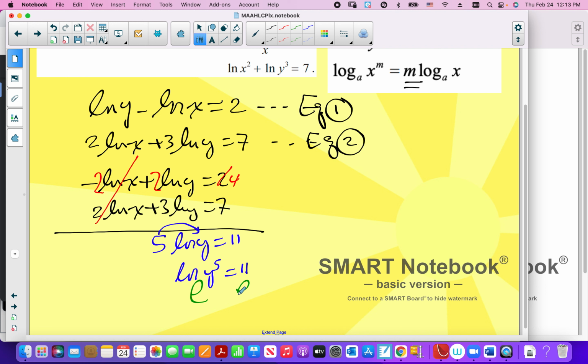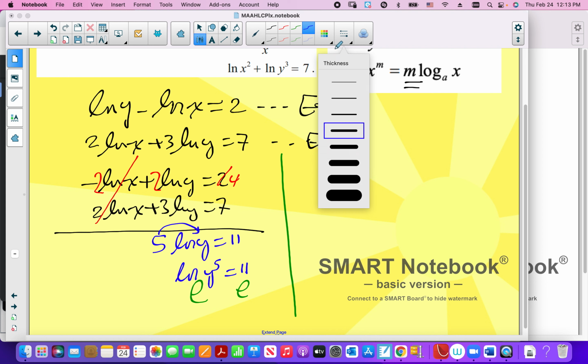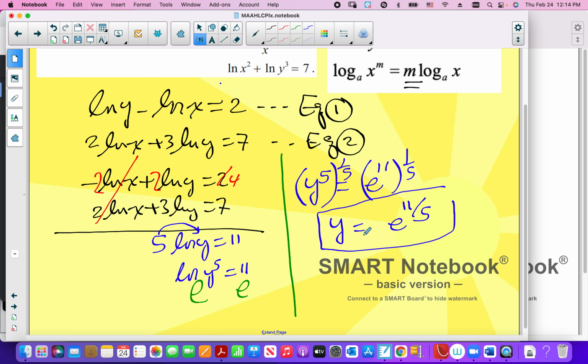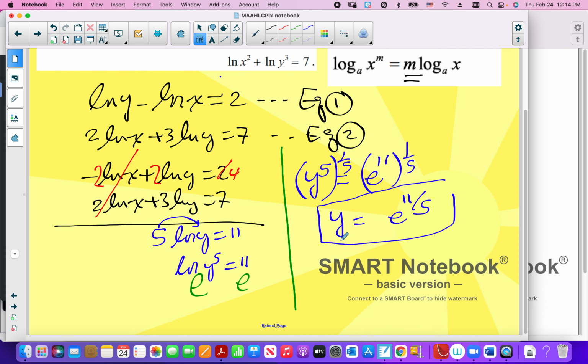And we know that e and ln are inverse functions, so that will give me my left hand side, y to the power 5 is equal e to the power 11. The fifth root of both sides, that will give me y is equal e to the power 11 over 5. Substitute that into either equation. I'm going to substitute that into the first equation.